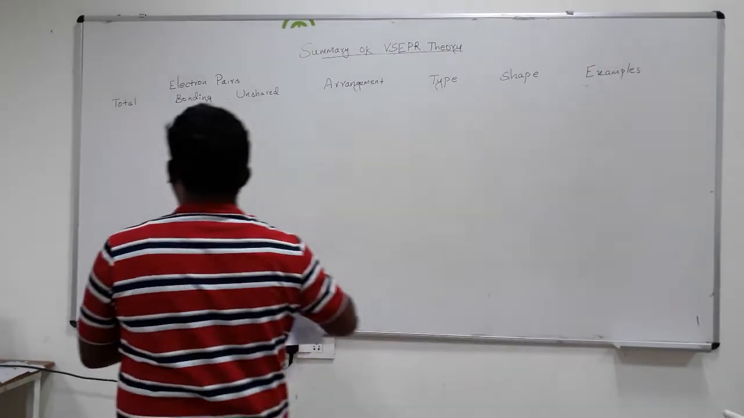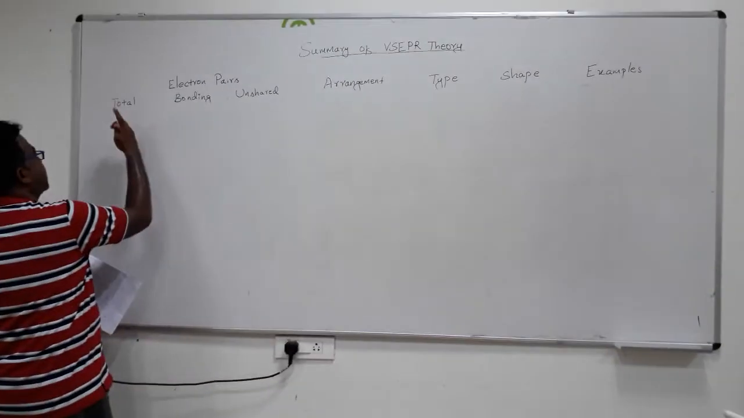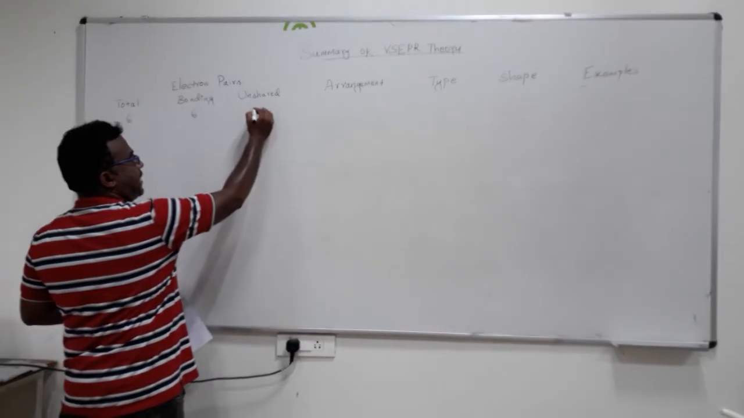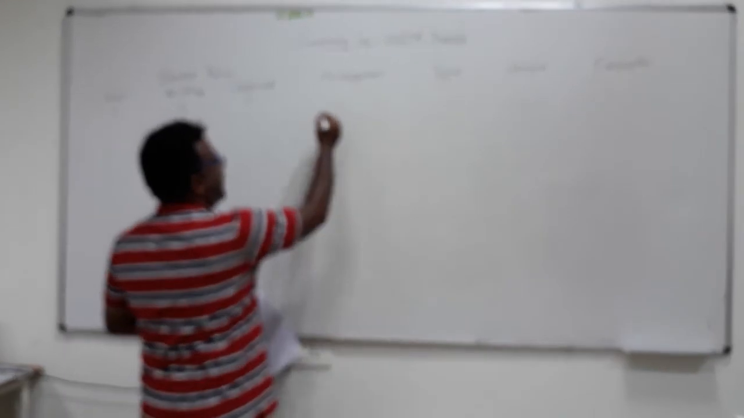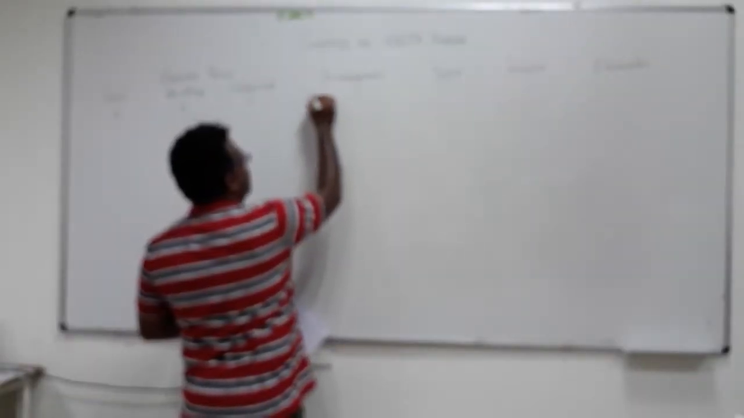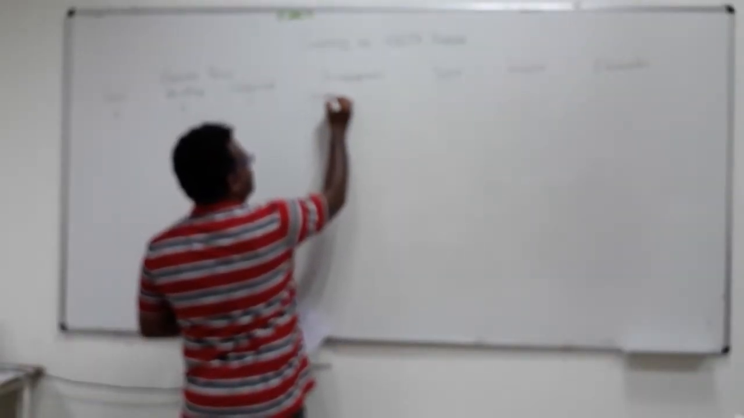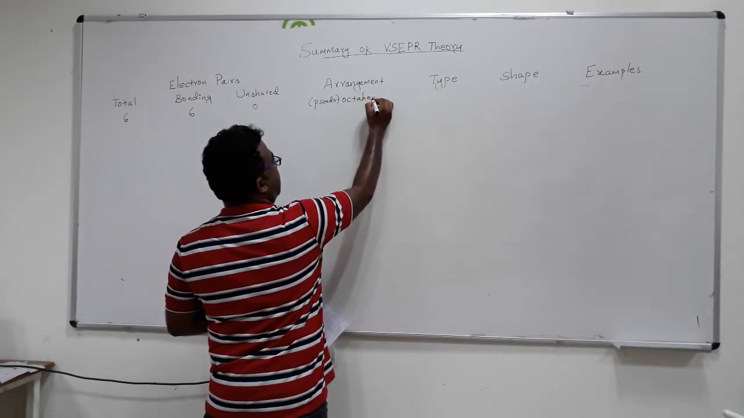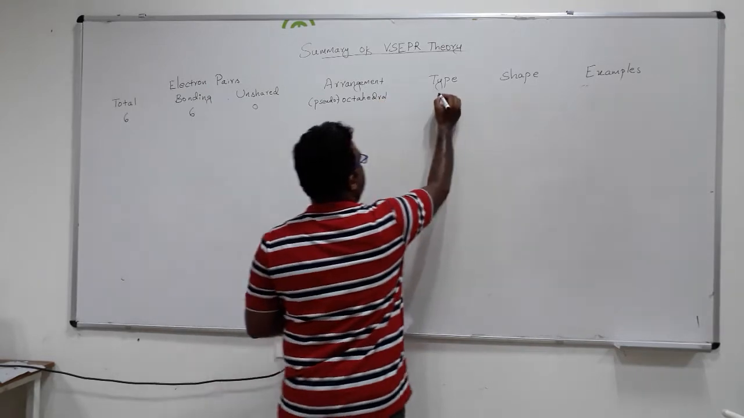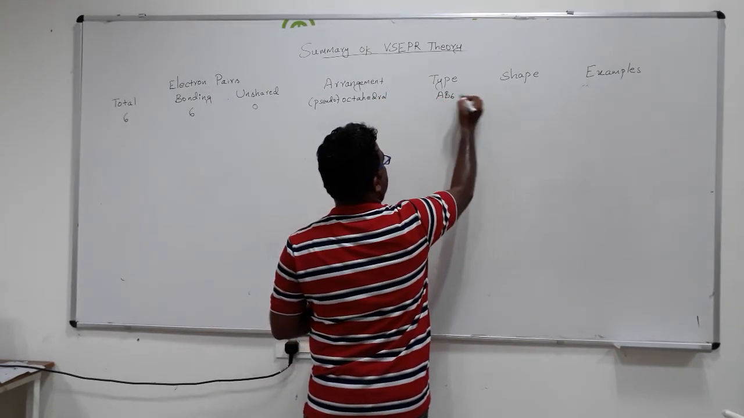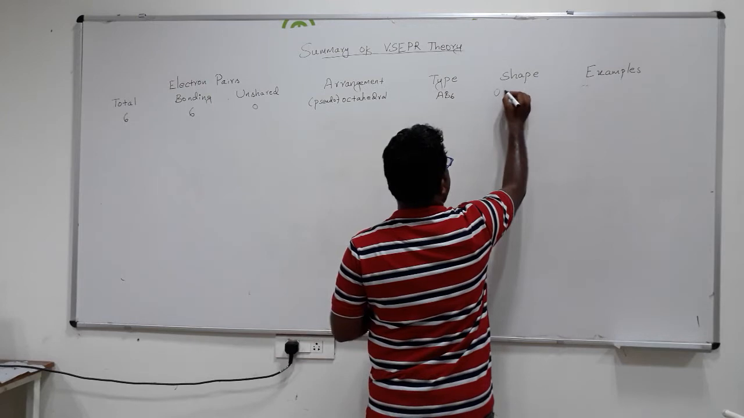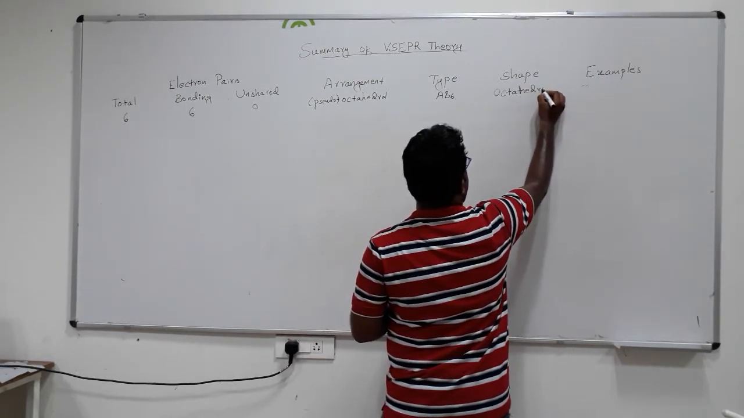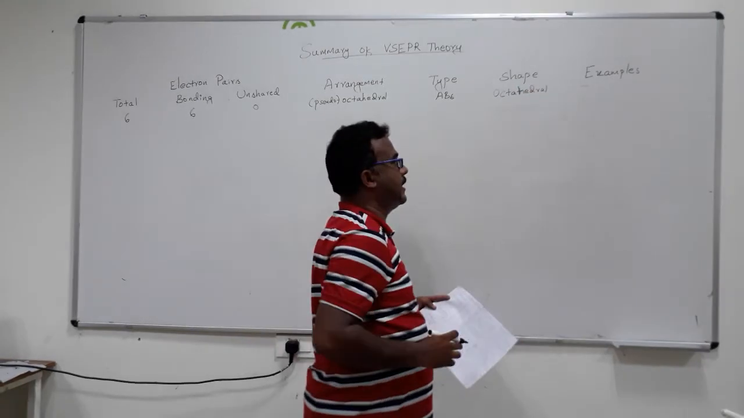Now let me go to the system where the total electron pair is now 6. Bonding electron pair is 6. Unshared electron pair is 0. Arrangement will be called pseudo octahedral, type AB6, shape octahedral. You can call this one a perfect octahedral.